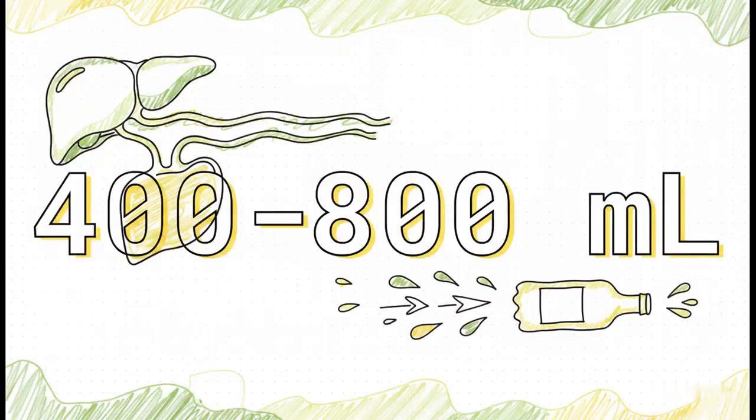And we absolutely need that storage and concentration capability. Why? Because 400 to 800 milliliters is the sheer volume of bile an adult human liver produces every single day. I mean, that's nearly a whole liter of digestive fluid. It really puts into perspective just how incredibly active and vital this river system actually is.